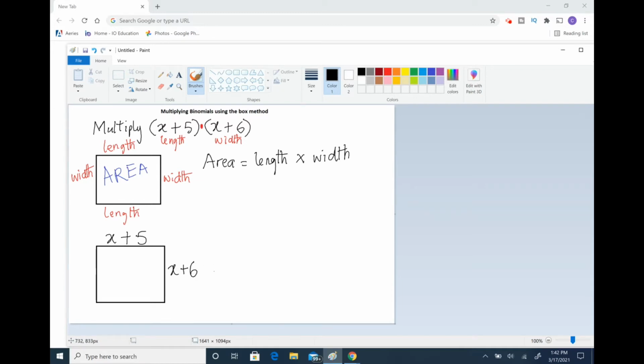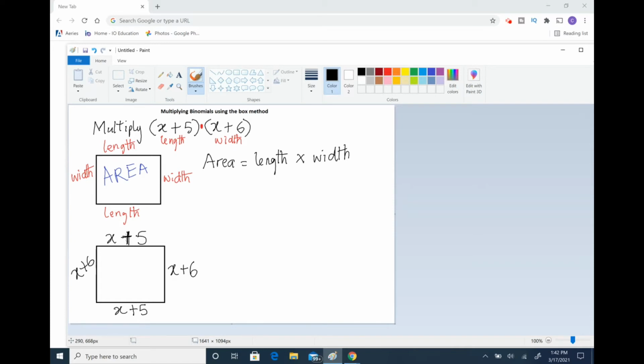And I want you guys to realize it doesn't really matter which one you put where, because with multiplication the order doesn't matter. You can put the x plus 6 up here and the x plus 5 to the side. Again, the opposite side is the same, so this left side is x plus 6 as well, and the bottom is x plus 5 as well. So how do we multiply x plus 5 and x plus 6? What we actually do is take advantage of the sign between the terms.